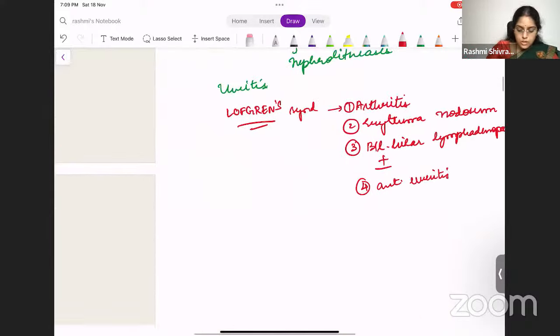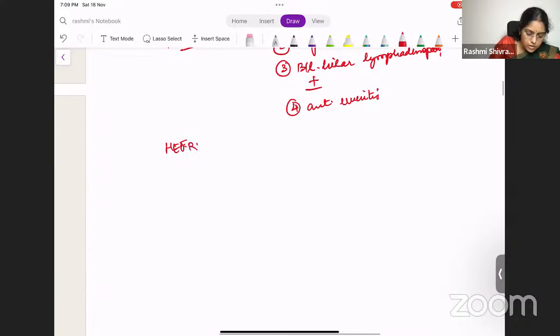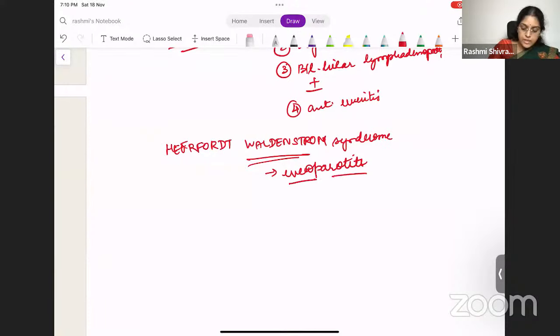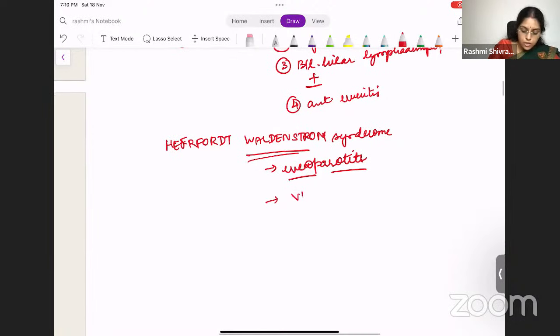So there's one more syndrome. What is it called? Heerfordt-Waldenström syndrome, right? So what is this Heerfordt-Waldenström syndrome? This is also called uveoparotitis. What happens in uveoparotitis? You have uveitis as well as parotitis, with fever also. And along with that, you also have a seventh cranial nerve palsy. Uveitis plus parotitis plus seventh cranial nerve palsy.